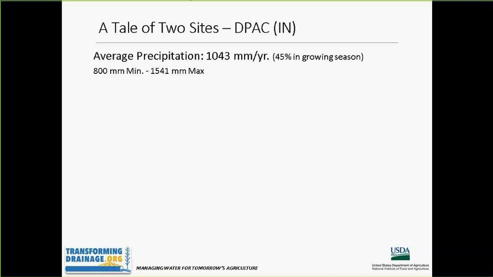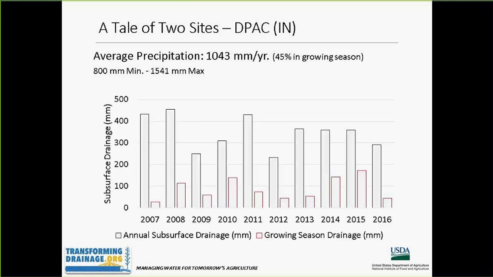So I'm going to set this up a little bit because I'm going to go through it, but it really is a tale of two sites. When we look at average precipitation, in this case in DPAC, the average rainfall value is a little over 1,000 millimeters per year. About 45% of this is occurring in the growing season. You see the range below. This is the subsurface drainage that we see.